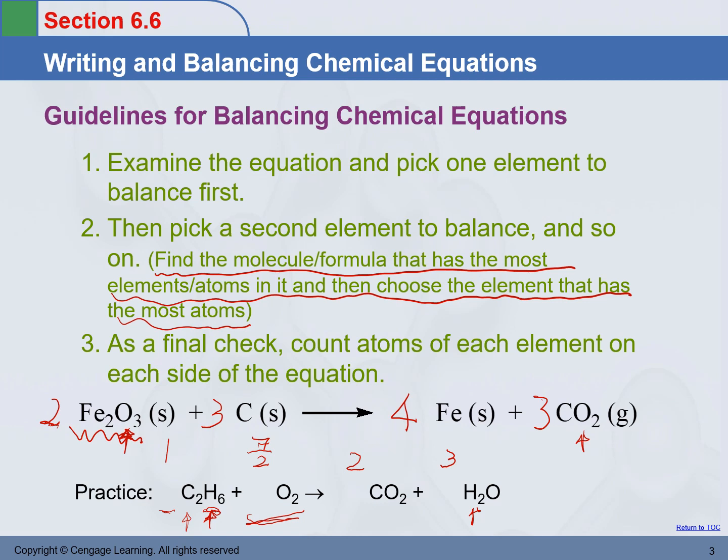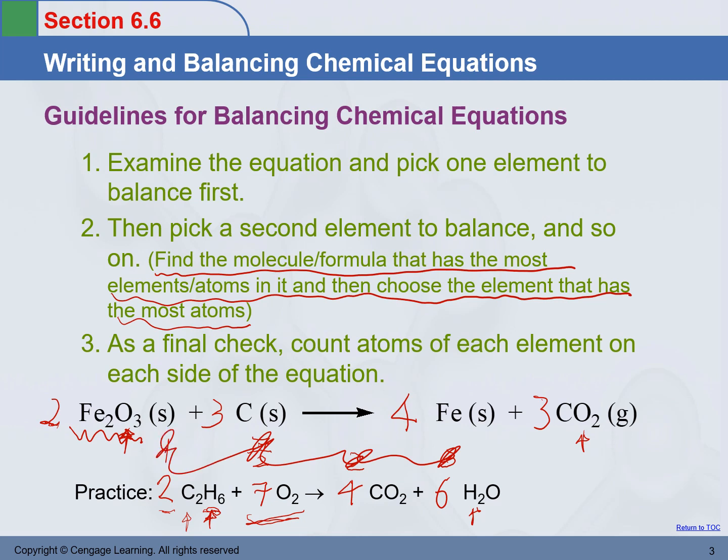So we try to eliminate the fraction. How do we eliminate it? We multiply all the coefficients by 2. Now this one becomes 2, this one becomes 7, this one becomes 4, this one becomes 6. Now this one is balanced.